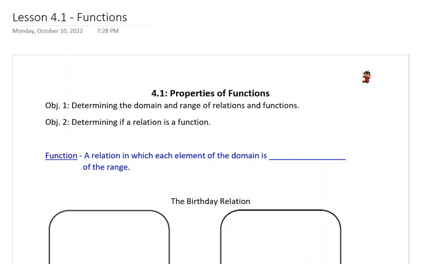A function is a relation in which each element of the domain is paired with exactly one element of the range. And so what that means is each input goes to one output.